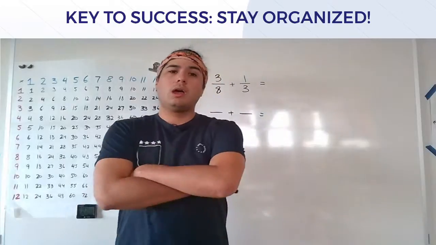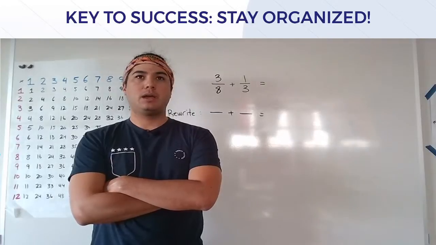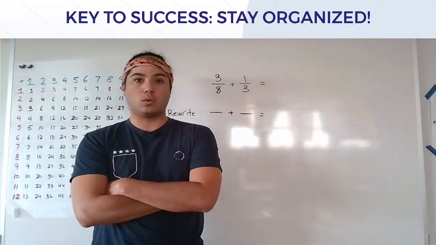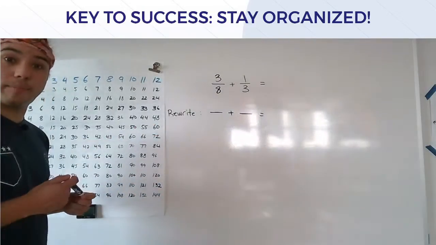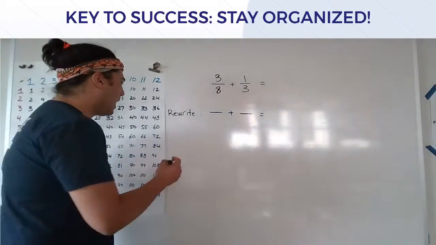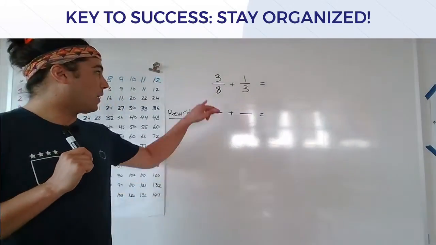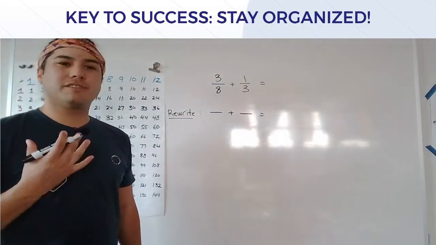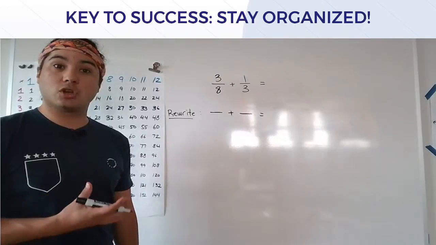In order to make sure that we're keeping ourselves organized and keeping all of our pieces in the right place so that we don't get confused on what we're doing, we want to set our workspace up in a particular way and make sure that we're sticking to that. So I put the word rewrite here because I want to remind myself that when we make equivalent fractions with a common denominator, we're not changing the value of either fraction. All we're doing is rewriting it with a common denominator so that we can add it up.